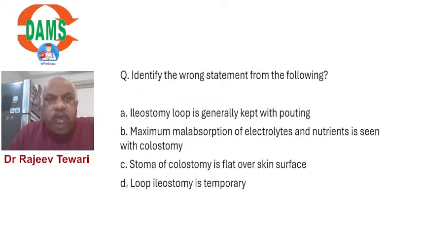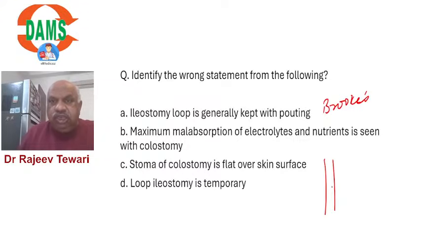Identify the wrong statement. Ileostomy loop is generally kept pouting. Yeah, that's called Brooke ileostomy. So see, this is the skin surface. Ileostomy is kept a little elevated. This is the opening. You evert it. Why? Because the content of an ileostomy contains lots of enzymes. They excoriate the skin. You don't want the content coming out of the ileostomy to touch the skin. So it's kept pouting. Brooke ileostomy, that's correct.